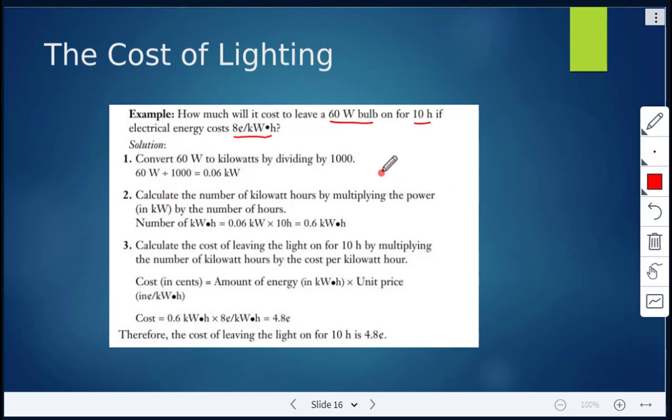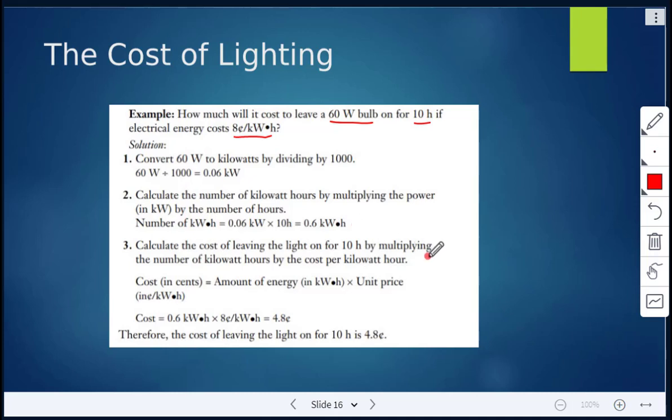So the first step we have to do is convert that 60 watts to kilowatts. So all we have to do is divide by 1,000. So 60 watts divided by 1,000, we get 0.06 kilowatts. All right, next we have to calculate the number of kilowatt hours by multiplying the power in kilowatts by the number of hours. We know it was 10 hours. So we're going to take that 0.06, multiply it by 10. We now have our units in kilowatt hours, so 0.6 kilowatt hours.